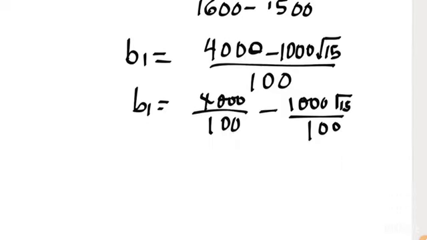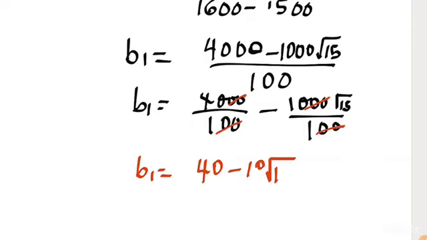So you see that we're going to have B1 to be this, we cancel this, we have 40 minus, this, we cancel this, we're going to have 10 root 15. All right. So having this, so we have B1 to be this. Are you getting it now?